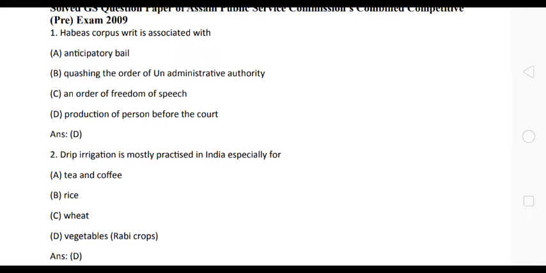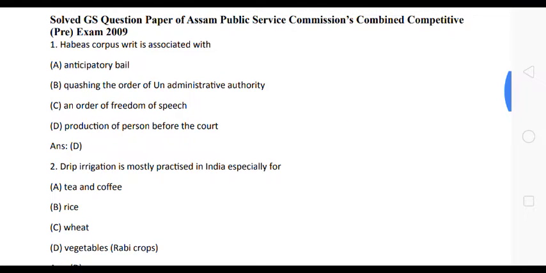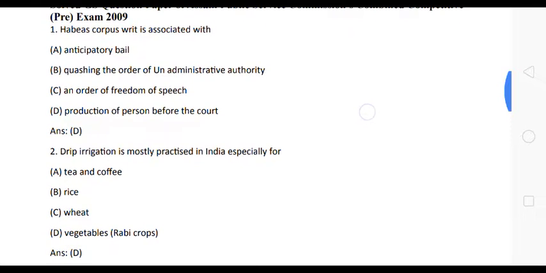We have heard about the writs of the Supreme Court. One among them is habeas corpus, and the question is: habeas corpus writ is associated with what? The options are A, anticipatory bail, B, quashing the order of an administrative authority, C, an order of freedom of speech, and D, production of person before the court.